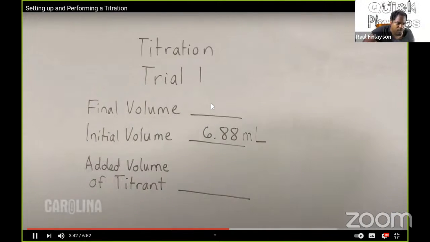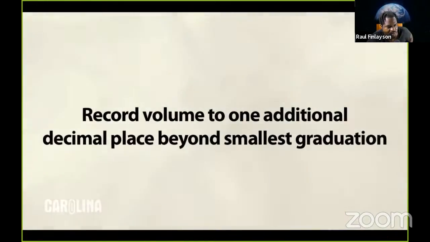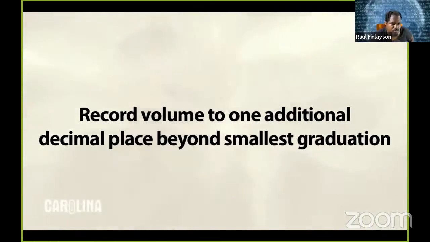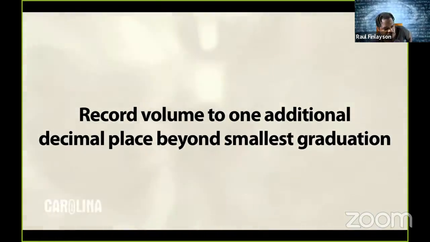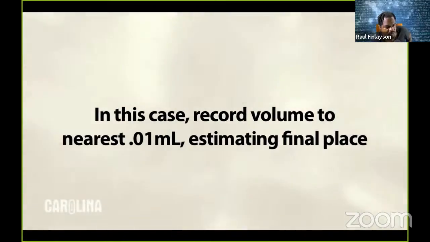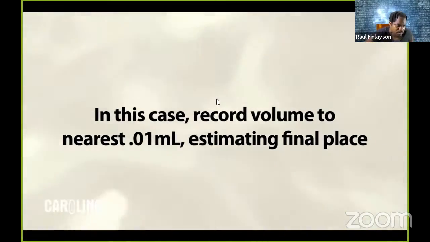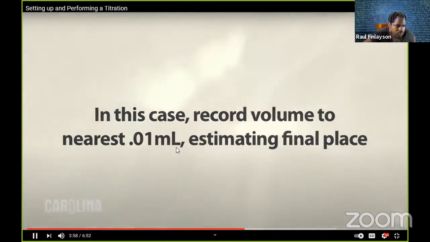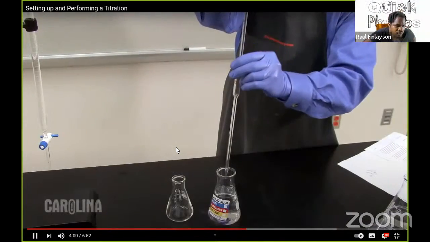This burette indicates volume to the nearest 0.1 milliliters. With any graduated glassware, record the volume to 1 additional decimal place beyond the smallest graduation. In this case, record the volume to the nearest 100th of a milliliter, estimating the final place. Use the volumetric pipette to transfer the analyte to the flask.